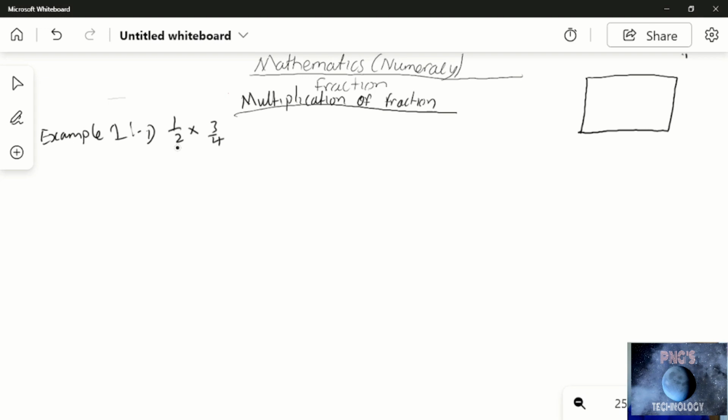Okay, let me just draw it. From this point, if a line is drawn to this other point, it's called a diagonal line. Same thing here. So 2 is diagonal to 3, 3 is diagonal to 2, so they can divide diagonally. 1 is diagonal to 4, and 4 is also diagonal to 1, so they can divide diagonally. In multiplication of fractions, you can divide diagonally.